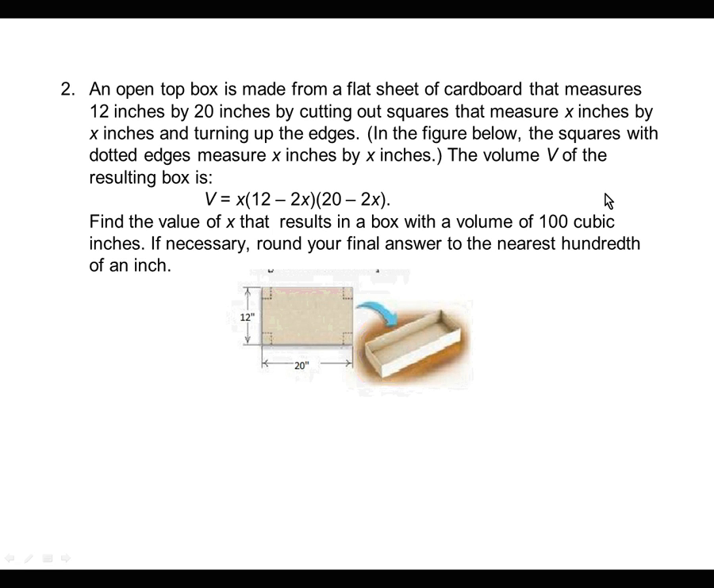Now the volume V of the resulting box is given by this. V is equal to x times 12 minus 2x times 20 minus 2x. Find the value of x that results in a box with a volume of 100 cubic inches. If necessary, round your final answer to the nearest hundredth of an inch. We will actually visit this open top box again later on. So remember what's going on here. I want to again find the value of x. I want to find out what size squares I should cut out in order to get a volume of 100 cubic inches.